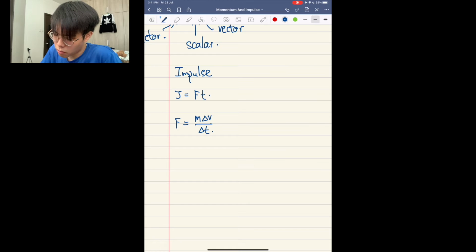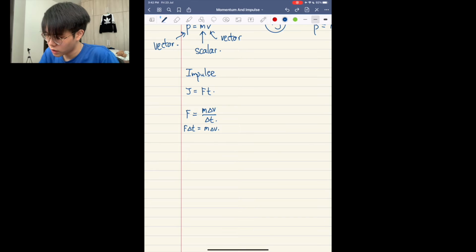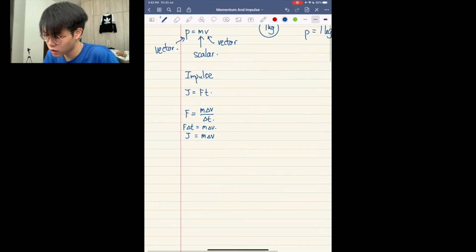If we multiply both sides by delta t, we get F delta t equals m times the change in velocity. This is the change in momentum. Since we know that impulse equals force times time, Ft equals J, which equals the change in momentum. So impulse is also equal to the change in momentum.